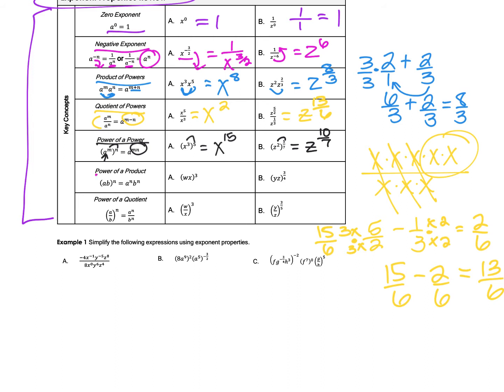Okay, the next one is power of a product. Notice we're multiplying a and b inside, and then I have an exponent on the outside. So I'm just going to distribute it to both of them, and it'll be a to the n times b to the n. That's what we'll do on this part here. We'll have w cubed and x cubed. The next one, we'll have y to the 3/4 and z to the 3/4.